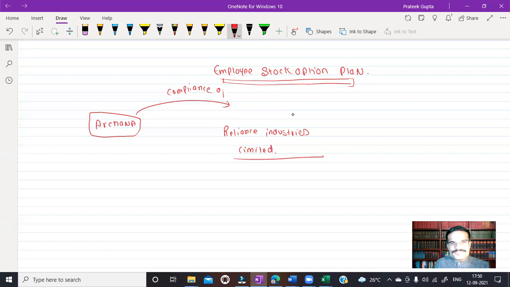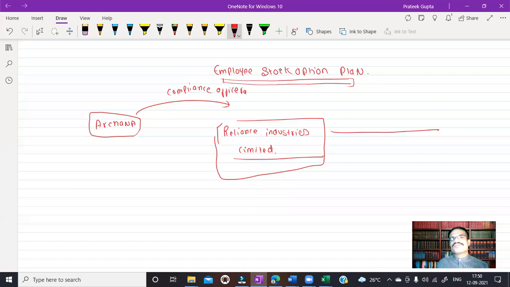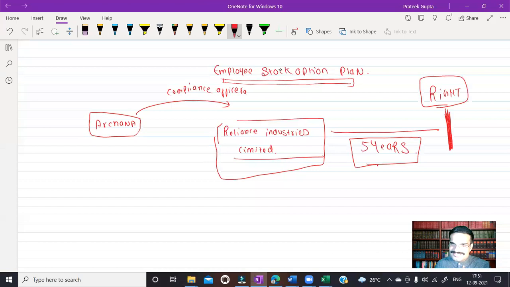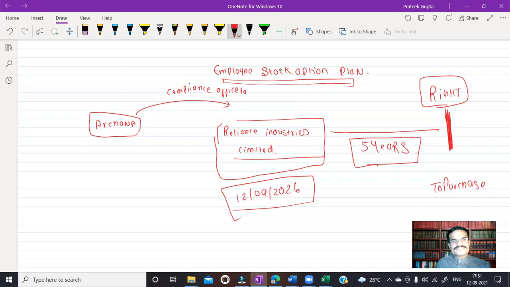No problem, sir. Now, Reliance Industries is saying one thing. Madam, see, if you work with us for the next 5 years, you will get the right after 5 years to purchase the shares of the Reliance. Let's say today is 12th of September 2021. Archana madam is joining the Reliance Industries Limited as the compliance officer today.